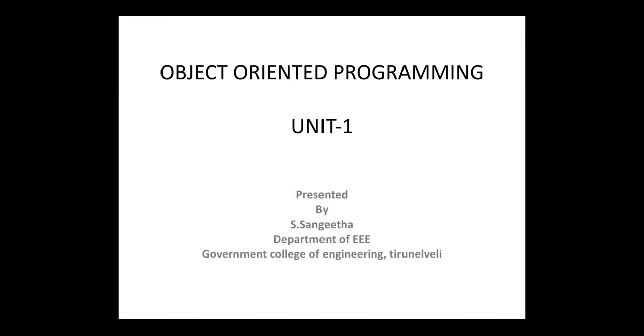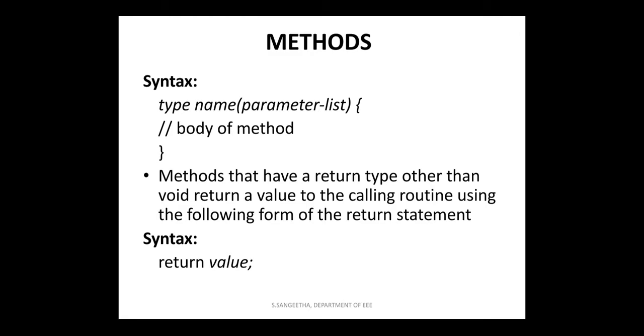Welcome all. Today in the object oriented programming subject we are going to learn about methods. The syntax of a method is: type, name, then within brackets the parameter list, and within curly braces the body of the method. So what is type? The type specifies the type of data returned by the method. This can be any valid type, including class types that you created.